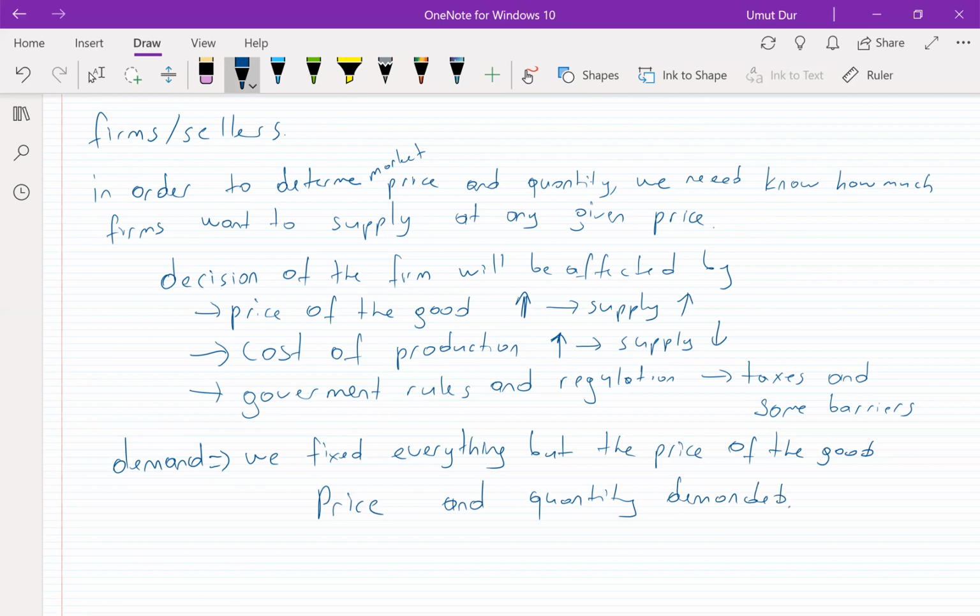Okay, so we will do exactly the same thing here. For example, we will fix the cost of production, we will fix all the rules related with the government, and for the supply we will also try to explain the relation between price and quantity supplied at each level of the price.